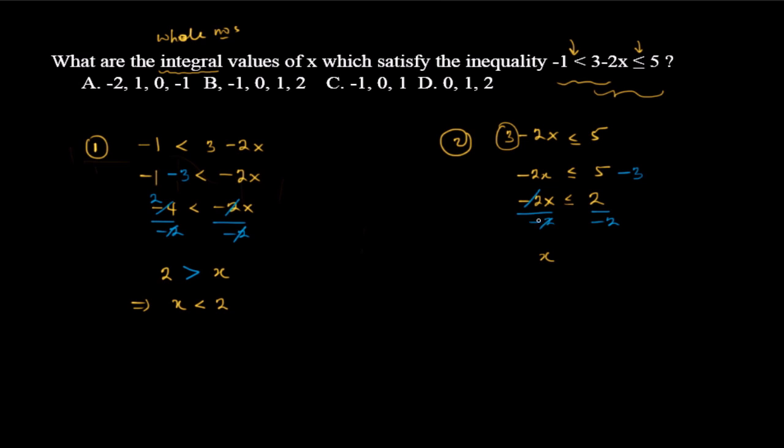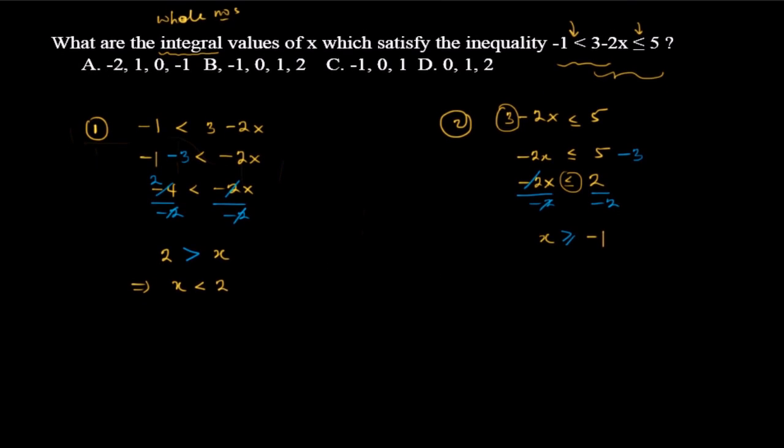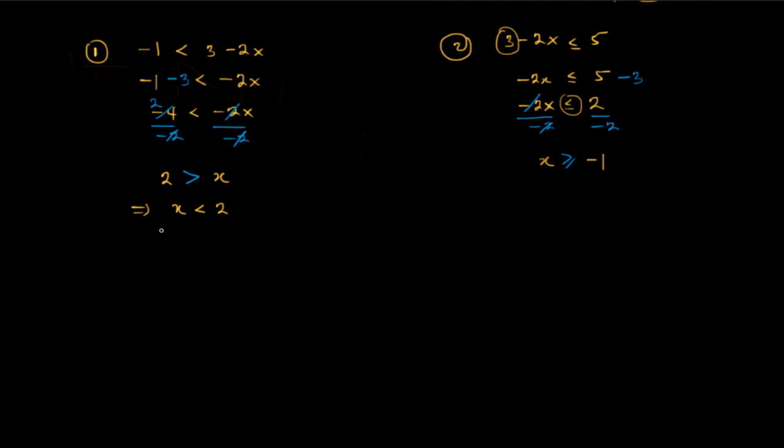Like I told you, since we've divided by a negative number, the inequality changes to the opposite, and then you have 2 divided by -2, which is -1. So now we have two solutions. The first one is x < 2, and the next one is x ≥ -1. In other words, x satisfies these two inequalities.